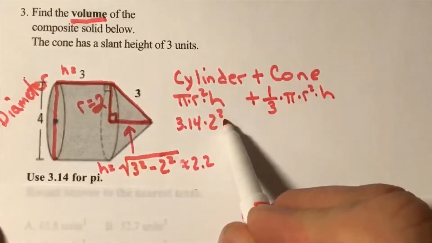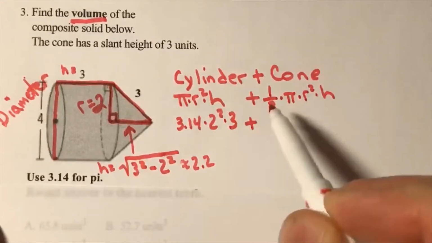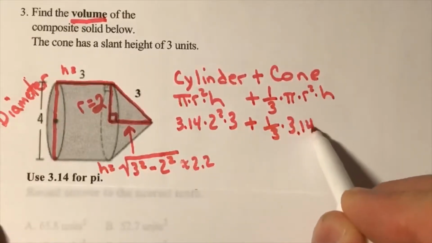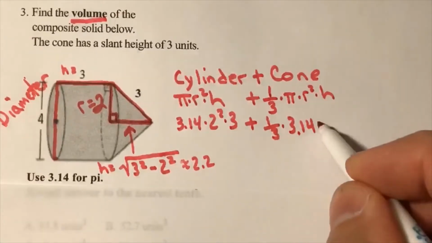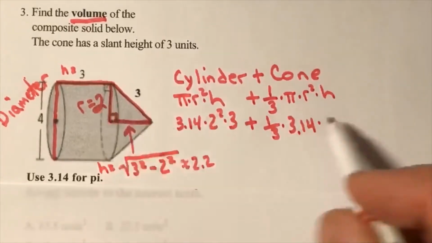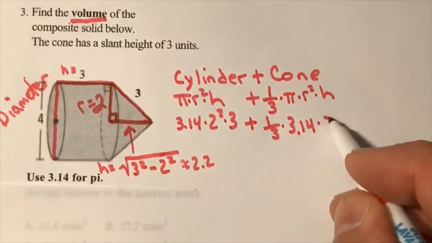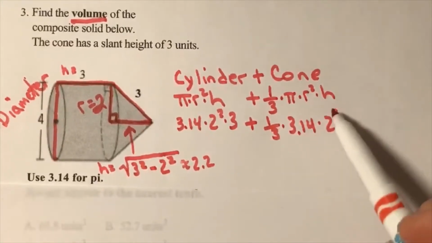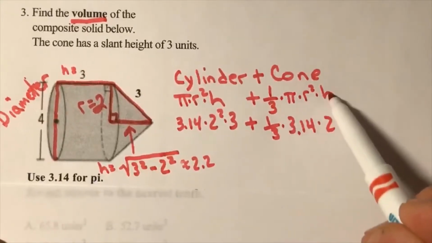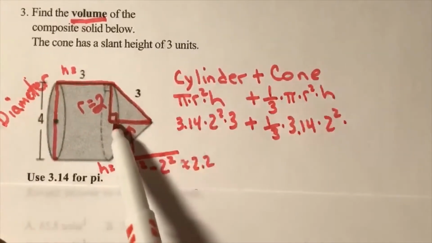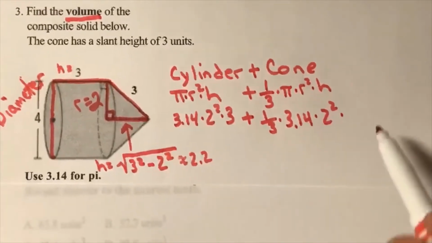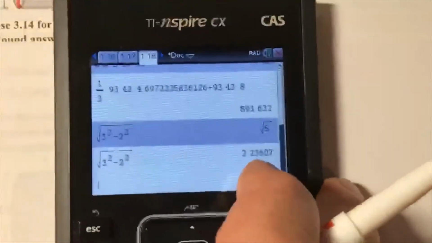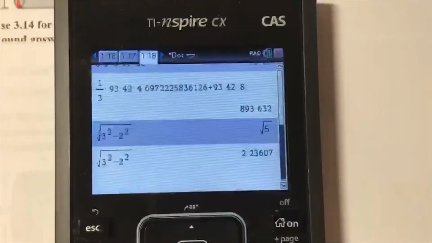Let's bring that in. 3 plus, bring down this 1/3, replace pi with 3.14, and the radius is still the same, 2. Make sure to square it going into the formula. 2 squared, and then times height. And remember, if you ever get confused, go back up to the height of the cone. So we need the height of the cone, which is 2.2.